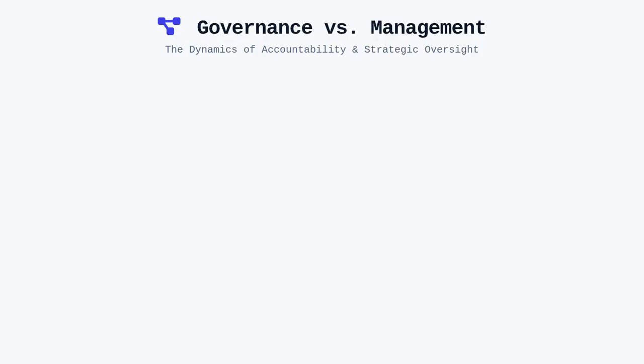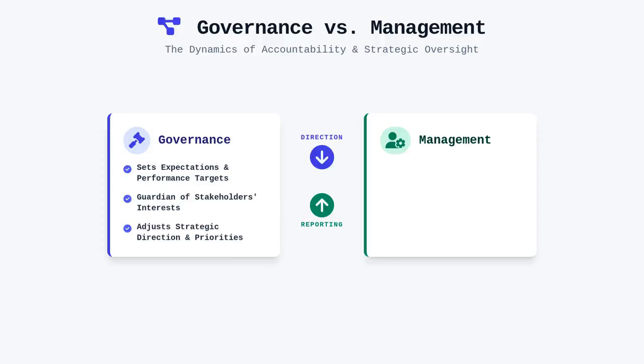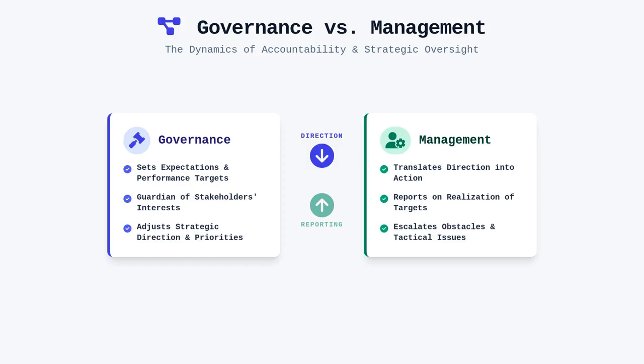When we look at the interaction between these two distinct areas, we observe a clear reporting and accountability structure. Governance sets the expectations and the performance targets, while management reports back on the realization of these targets. This feedback loop is essential for the governance body to understand if their direction is being effectively translated into action. If the management layer encounters obstacles that prevent them from achieving the strategic goals, this information flows upward so the governance layer can adjust its direction or priorities accordingly.